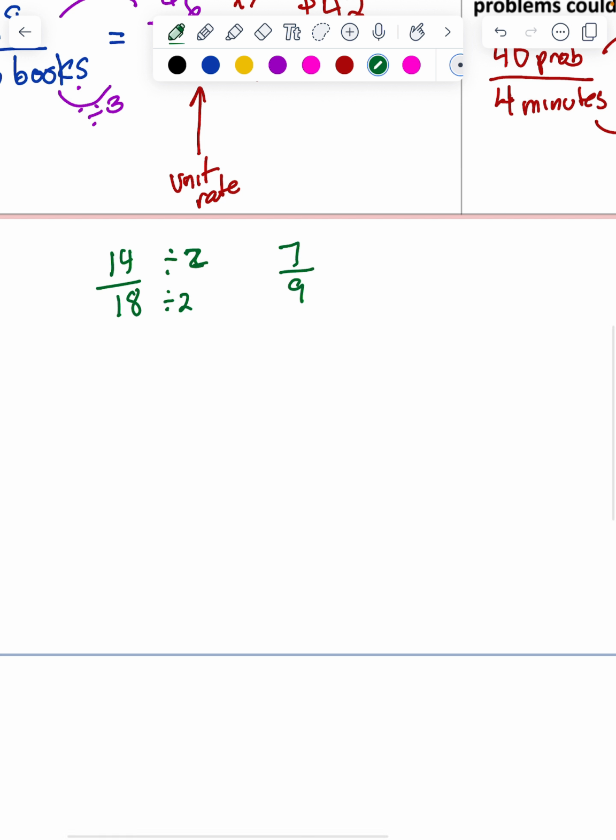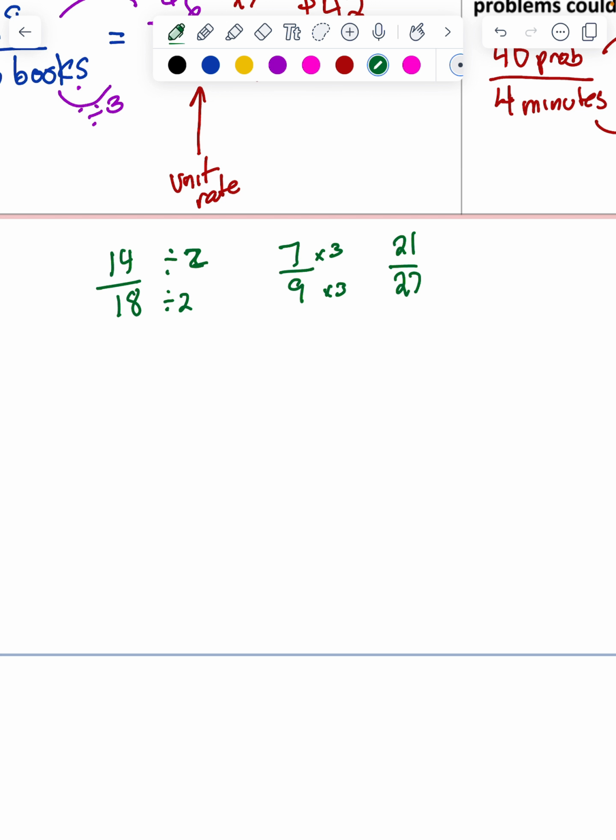Okay, if I have 27 over 21, that is also a rate. It is also proportional because all I did was multiply by 3 and multiply by 3.